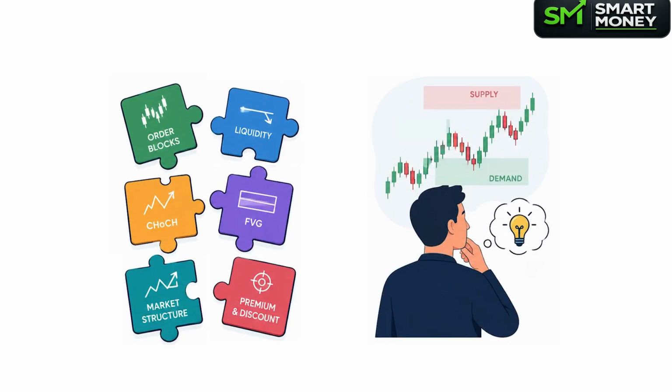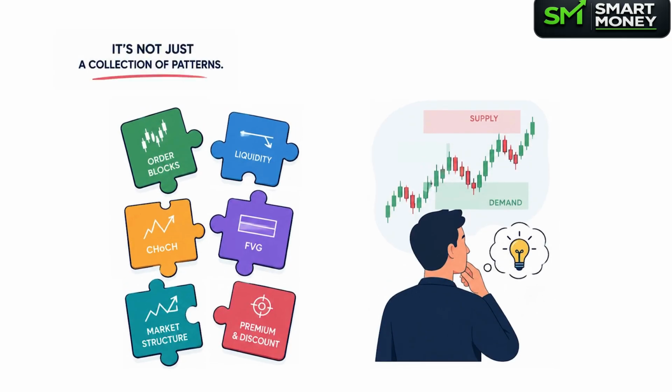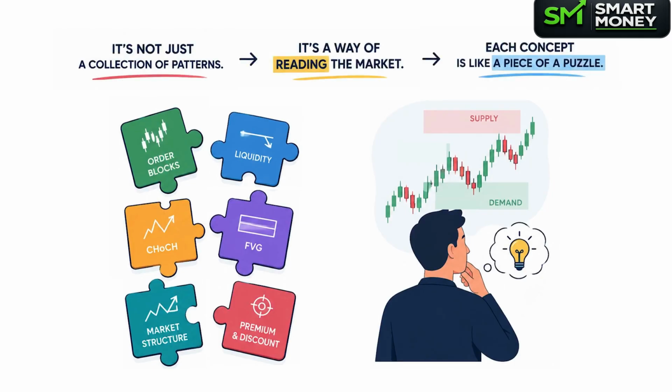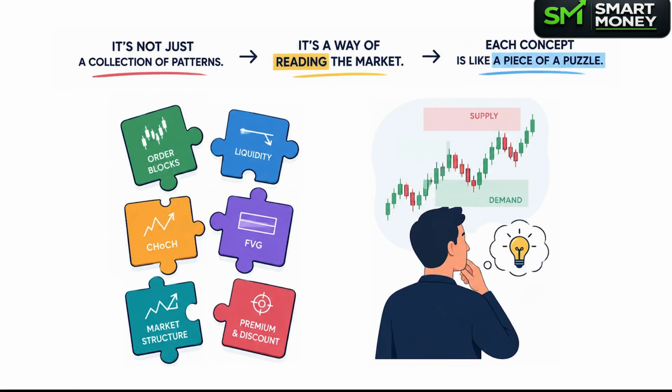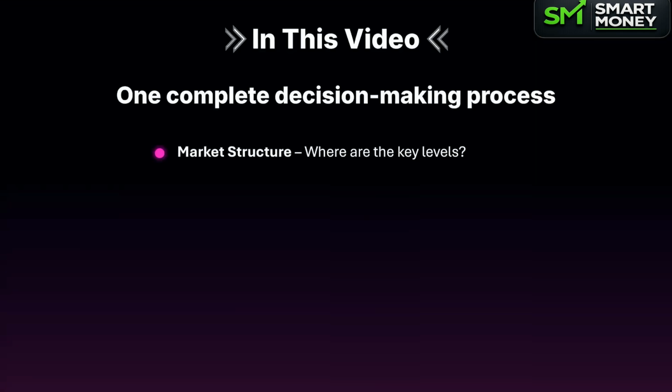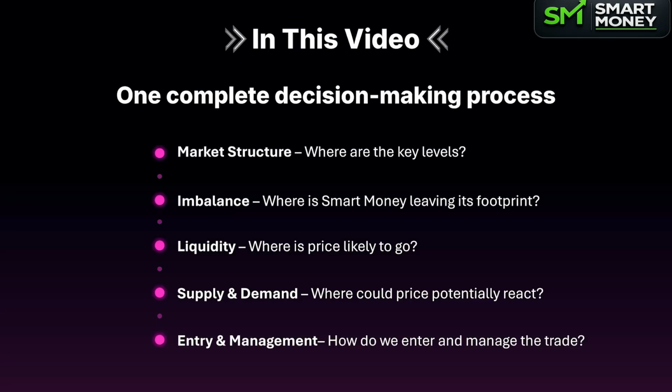market. Because smart money concepts isn't a collection of patterns, it's a way of reading the market, and each concept is like a piece of a puzzle. That's why in this video, we're going to provide a comprehensive framework that brings all of these concepts together into one complete decision-making process. By the end of this video, you'll not only understand what each concept means, but more importantly, you'll understand when to use it, how it connects to the other concepts, and how to turn all of them into one complete trading framework.